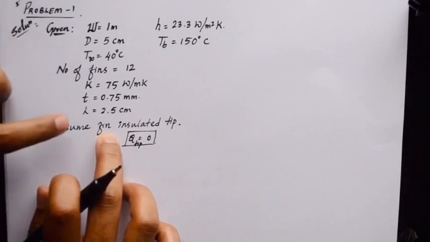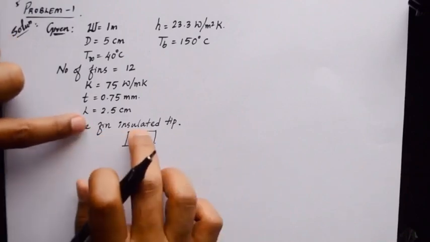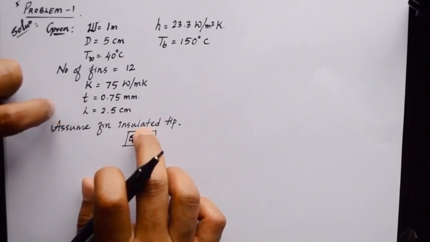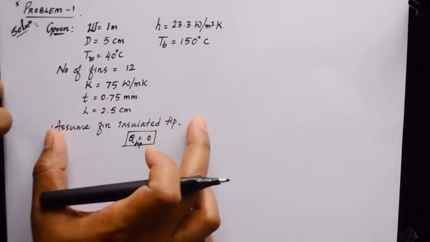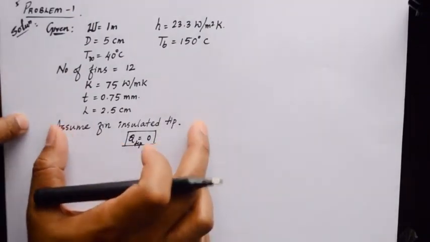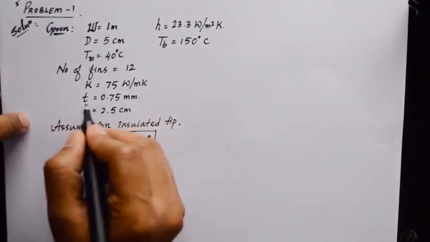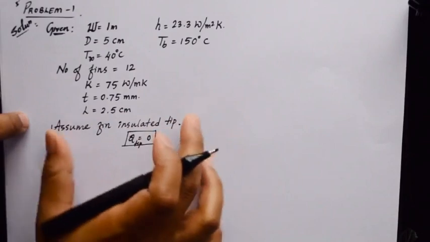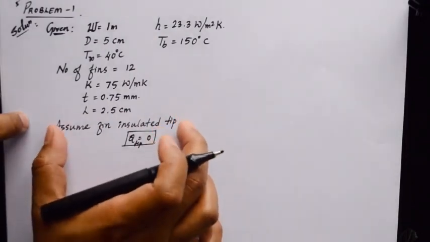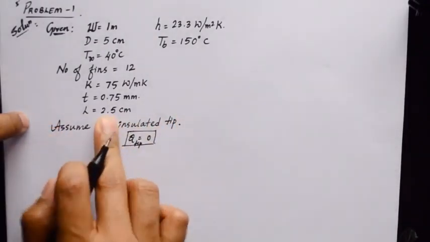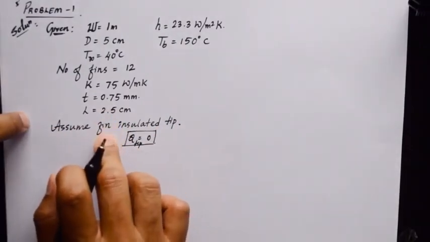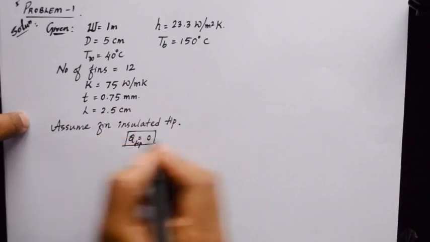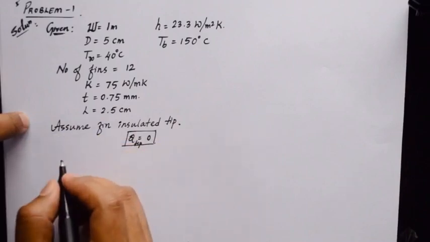We have dealt with fin for 3 different cases: insulated tip, tip not insulated, and infinitely long fin. So since in this problem, if you read the question, nothing is mentioned about which type of fin we are supposed to take. Though the length of the fin is given, we are supposed to take short fin only. We can't go for infinitely long fin because the length of fin is given as 2.5 centimeter. So we assume in general always fin with insulated tip. So let us take the formula related to fin with insulated tip.